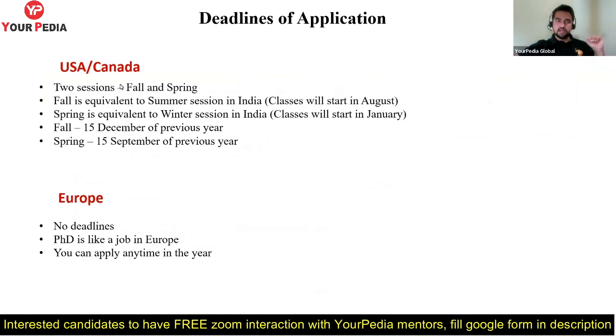But in US and Canada, there are deadlines. There are two sessions. One is called fall, which is the major session, and mostly universities have a deadline of 15 December. Another session is called spring, and mostly universities have a deadline of 15 September. So if you are interested, keep these deadlines in mind. What you have to do to apply will come in the next video.